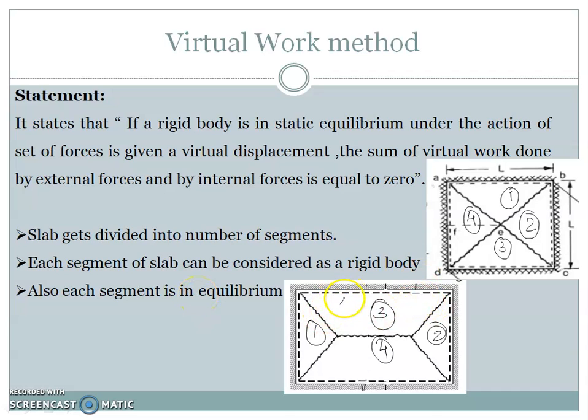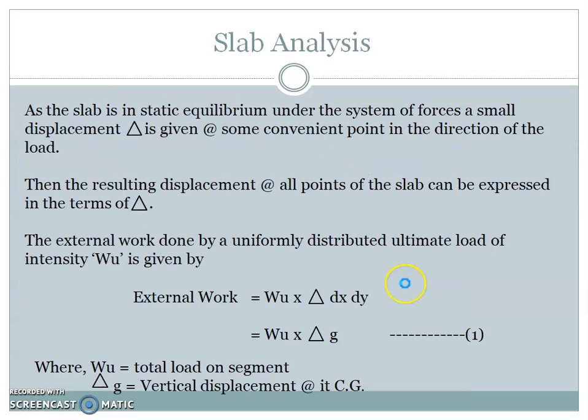So now each segment can be considered for analysis purposes. We can consider this trapezoid as one segment, we can consider this triangle as another segment, and also each segment is in equilibrium. So these assumptions you will understand when we start doing the numericals. Okay, so basically you should know what these segments are and how they are considered.